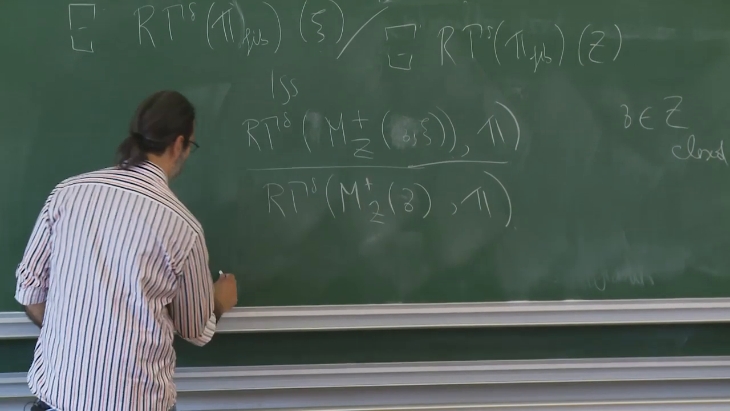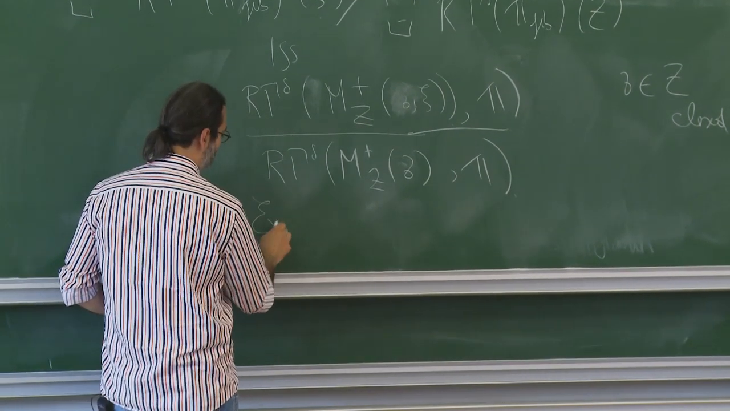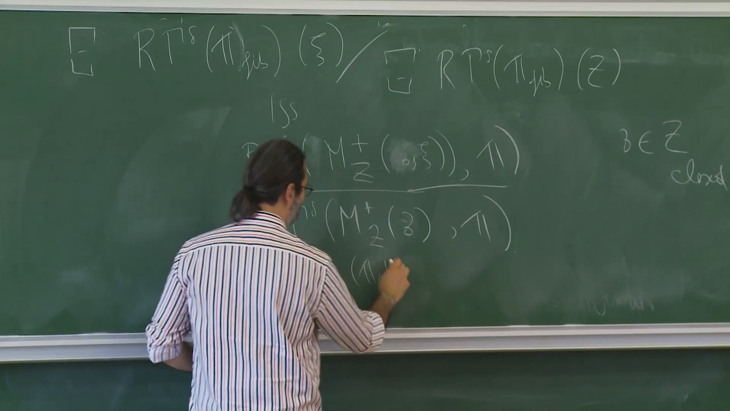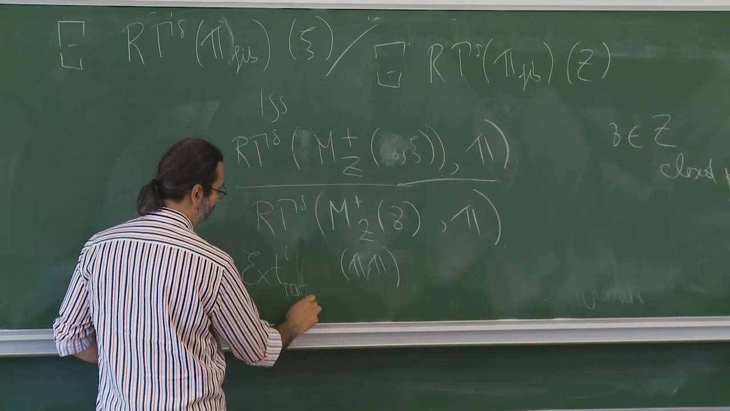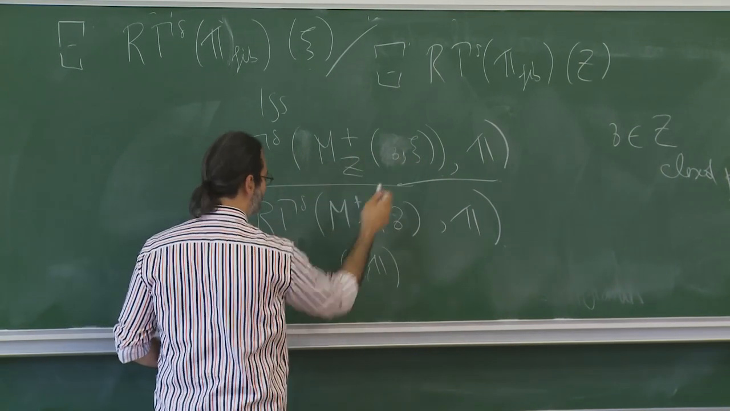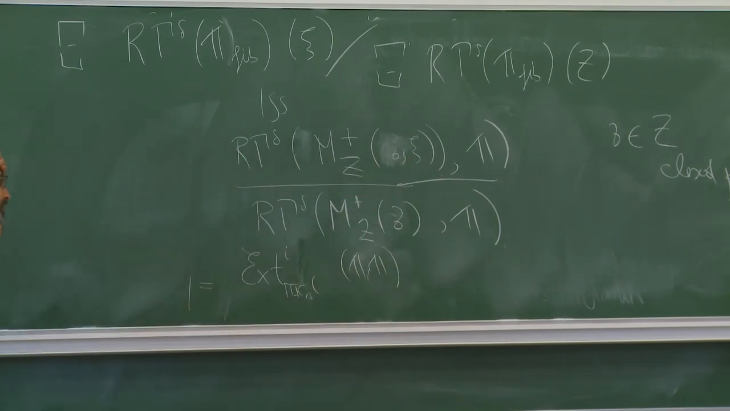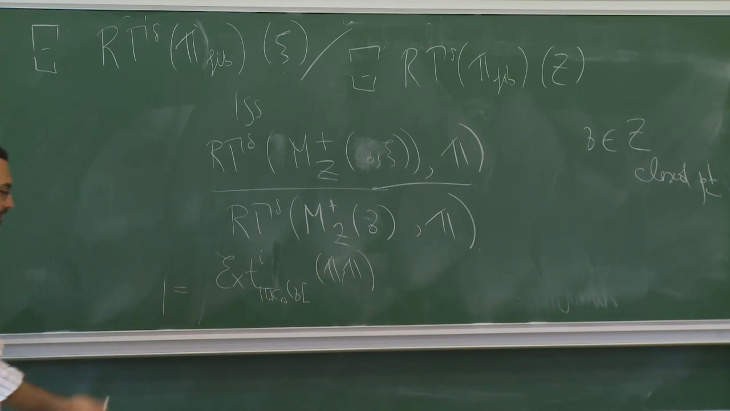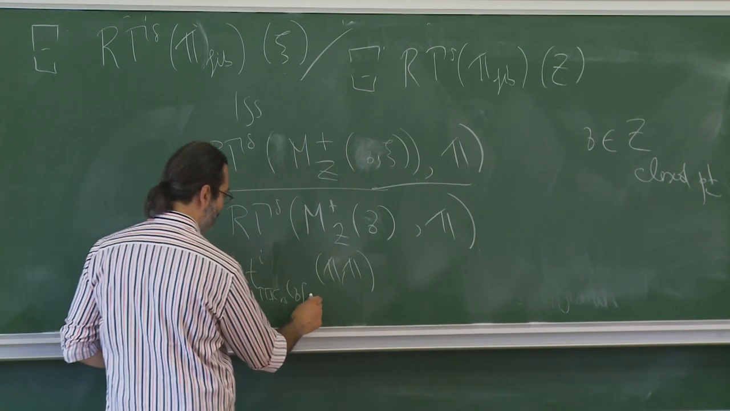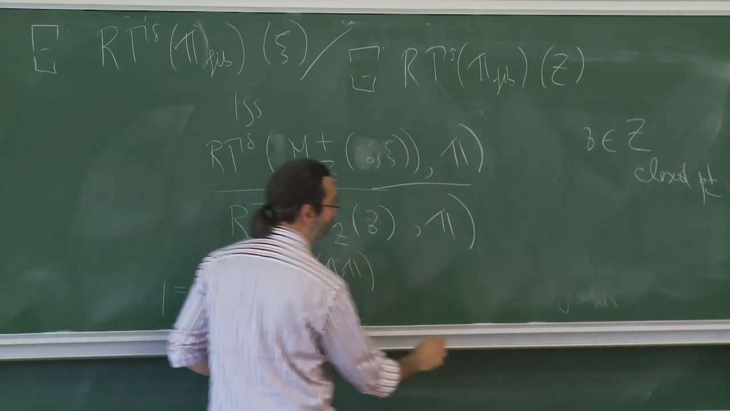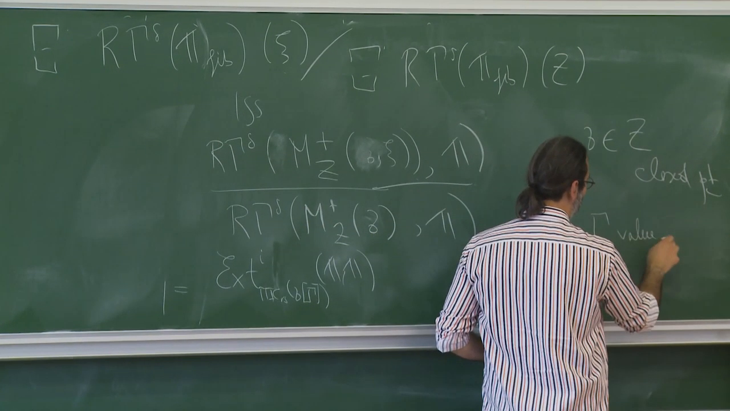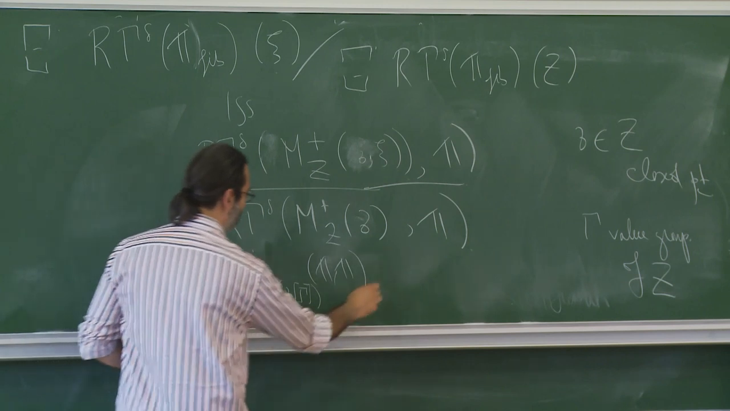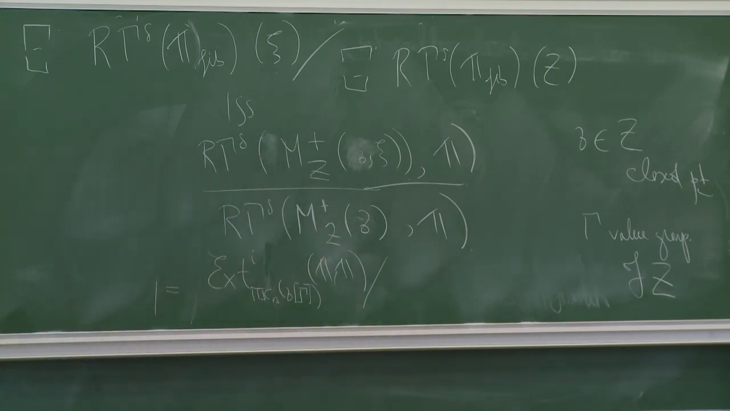Now, this can be written also as essentially the quotient of the Ext group between 1 and 1 in the category of modules with integrable connection, regular singular, on this thing. But this thing is actually very simple to write down. It's essentially a torus over sigma, so sigma and the value group of the valuation. Okay, so Gamma is the value group of C. So this is like a product of G_m over sigma.